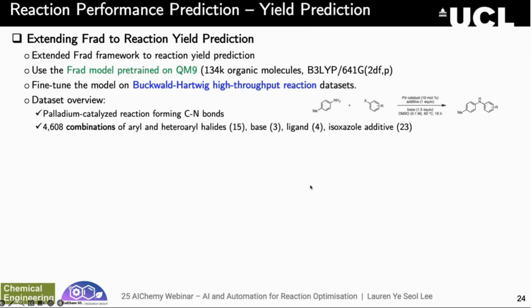So FRED is a general molecular foundational model. It's not a reaction-specific model, but we hypothesized that it could help with reaction yield prediction, a downstream task. So we fine-tune the QM9 pre-trained FRED model on the Buchwald-Hartwig reaction datasets. The dataset covers more than 4,000 combinations of aryl halides, bases, ligands, and additives.